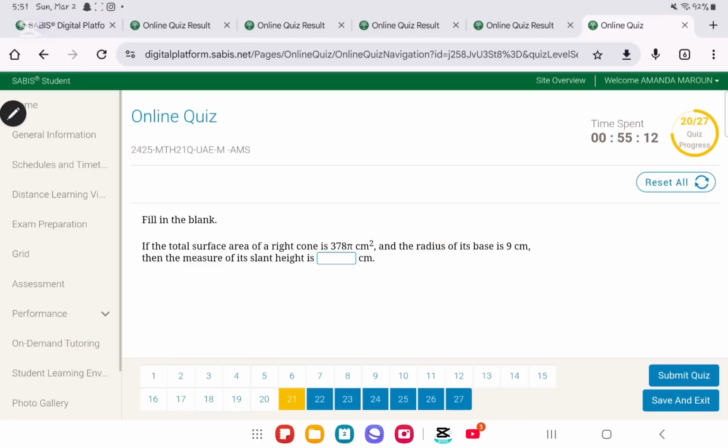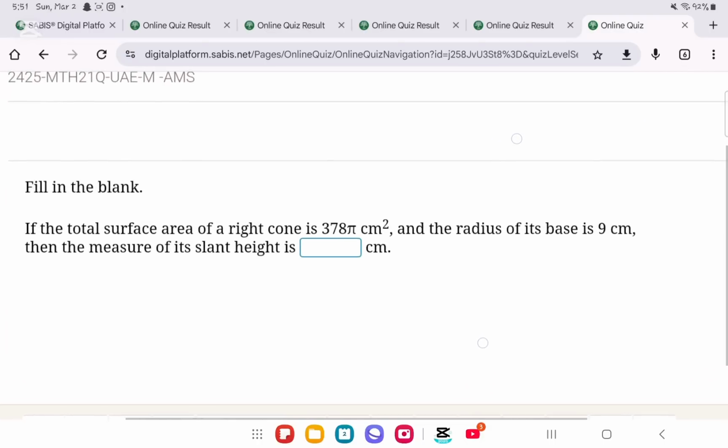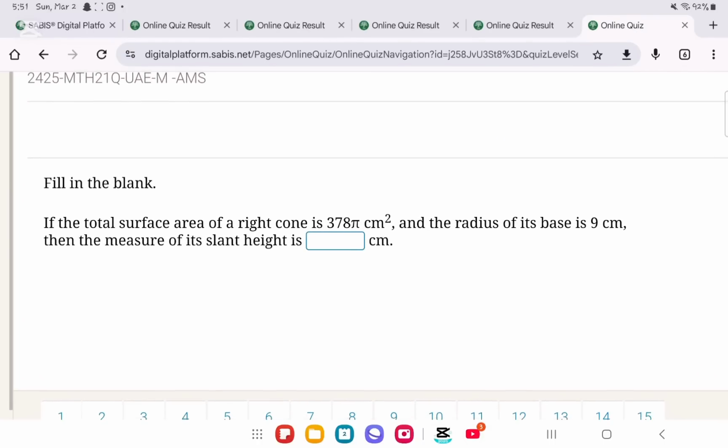We move on to question number 21. They told us the total surface area of a right cone is given, and its base radius is 9 centimeters. They need us to find the measure of its slant height. Very simply, what you need to know is that the surface area of a right cone is pi r squared plus pi r L. L is the slant height. To find the slant height, we have many ways to do it. I prefer to take out the common factors. The common factors in this case are pi and r.